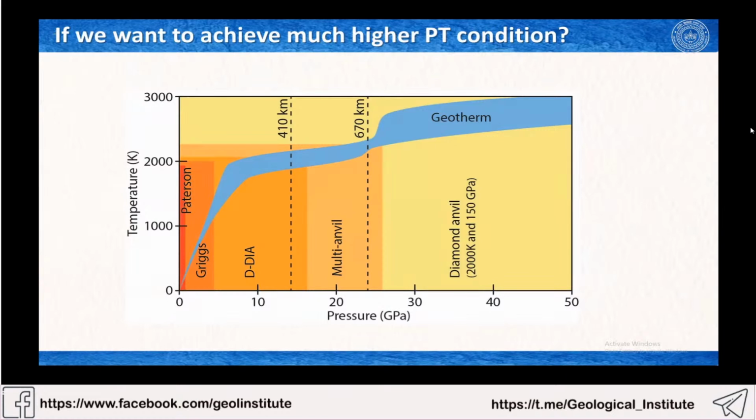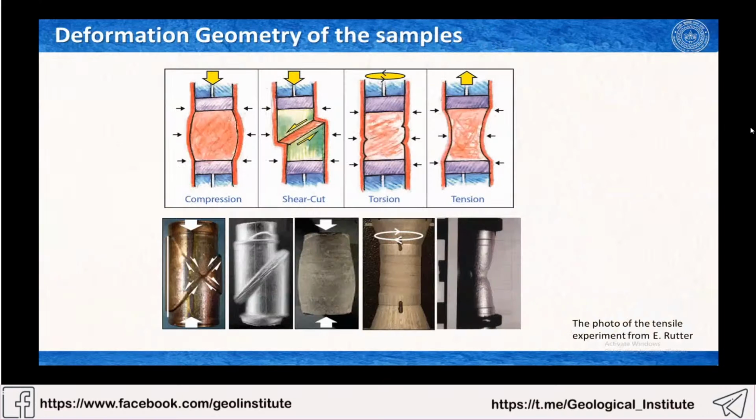So given this overview, we would like to now see what the different instruments and their ranges are. But before that, let's have a look at what the different deformation geometries are that we can achieve. Theoretically, we have two end members of deformation, pure shear and simple shear. So in the experiments, we try to manipulate our designs to achieve either of these two. One is compression, another is kind of a shear cut, which is this one, and then you can have torsion, which I'll talk about most of the time in this lecture, and also tension.